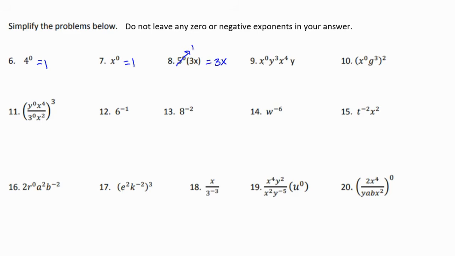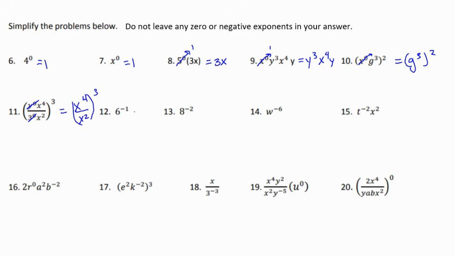Let's look at number 9. There's lots of stuff going on in this problem, but let's just wipe away the things that we can. X to 0, that is a 1, so it's gone away. And now we have y to the third, x to the fourth, and y left over. Let's look at this next expression. Number 10, x to the 0 power goes away. So we are left with g to the third to the second. All right, let's go on. Number 11, y to the 0 is gone, 3 to the 0 is gone, and we are left with everything else. So hopefully you guys are catching the hang of it. Let's move to the negatives.